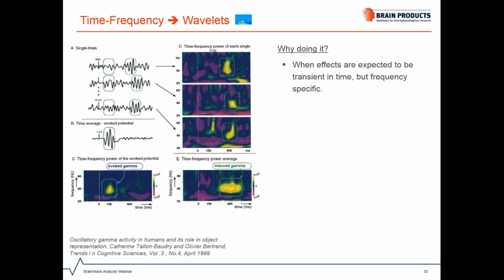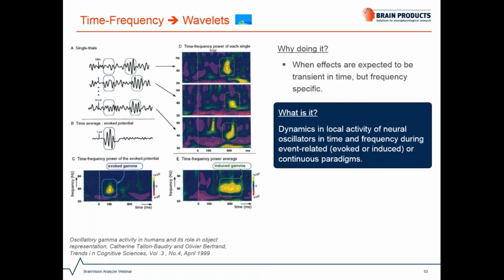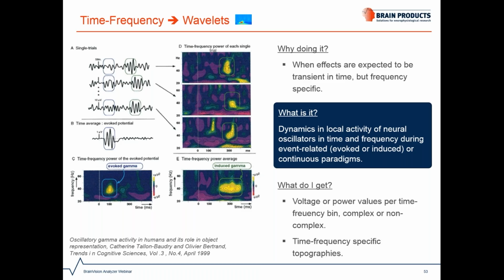So why are we doing wavelets? Basically, when effects are expected to be transient in time and frequency specific. Time frequency analysis reveals the dynamics and local activity of neural oscillators in time and frequency during event-related or continuous paradigms. And instead of time or frequency information only, we get both in combination. For each frequency bin, we can get the voltage, power values, or values as complex coefficients. As with the other methods, also here we can look at the topographic distribution.